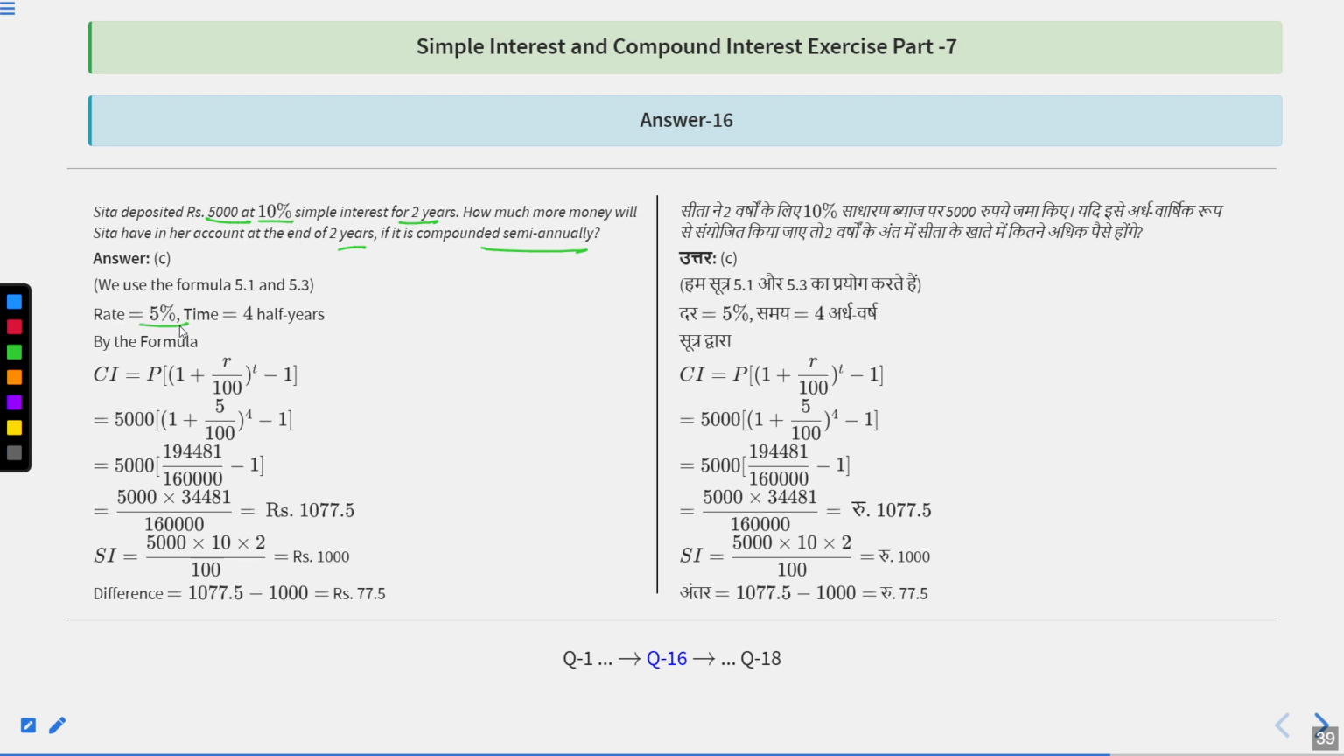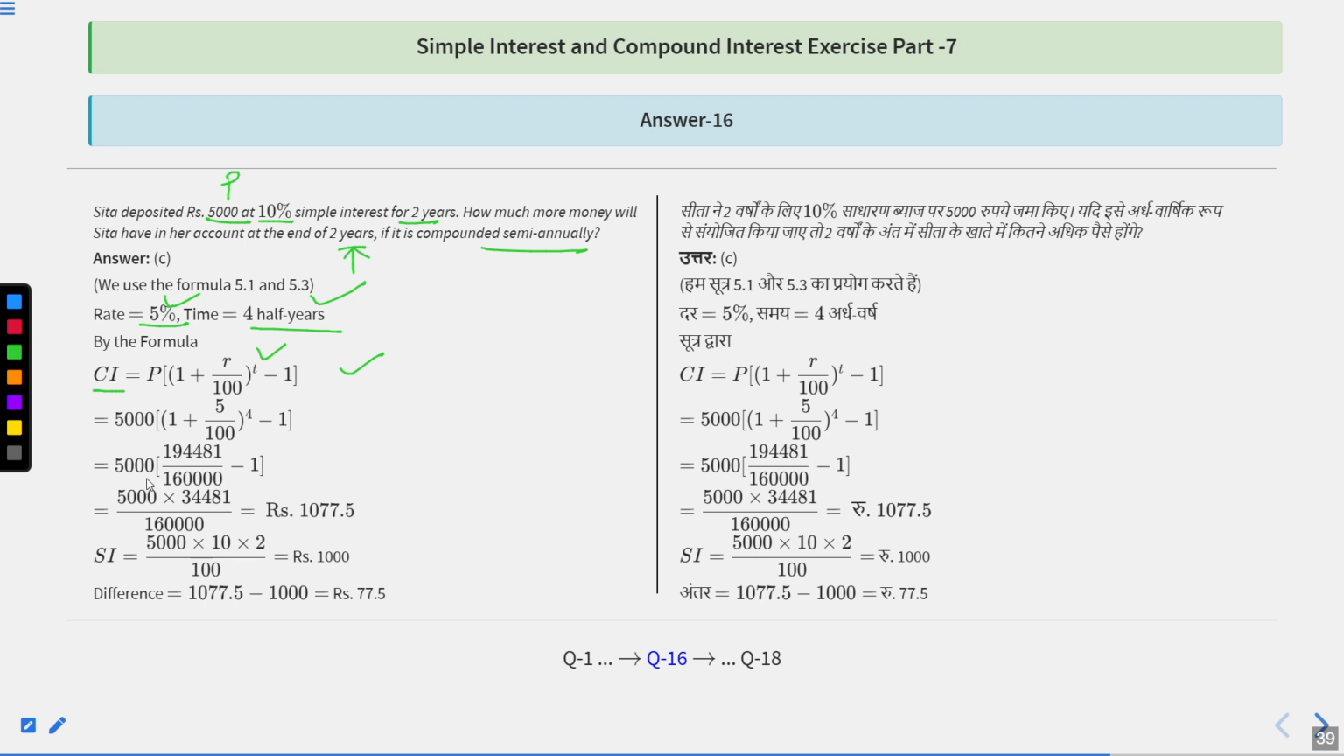The rate of interest is 10%, so it will become half, which is 5%. And in 2 years, there will be 4 half years. So we use the direct formula of compound interest, which is P in the bracket 1 plus R upon 100 to the power T minus 1. Principal is 5,000, rate of interest is 5% and time is 4.